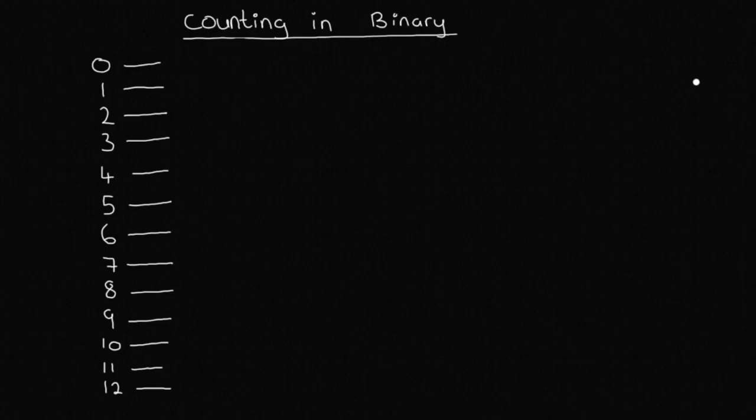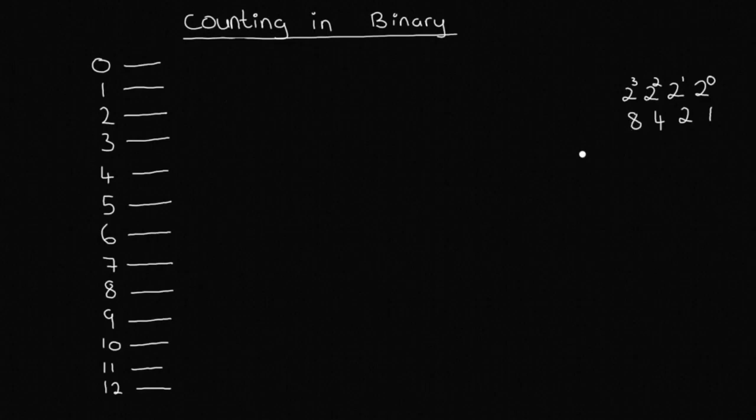So to start off with our powers of 2 table, we're going to go 2 to the power of 0, 2 to the power of 1, 2 to the power of 2, and 2 to the power of 3. And we're only going up to 2 to the power of 3 this time because that's all we need for this video. So 2 to the power of 0 is 1, 2 to the power of 1 is 2, 2 to the power of 2 is 4, and 2 to the power of 3 is 8.